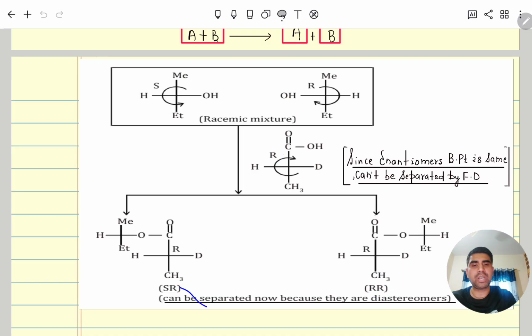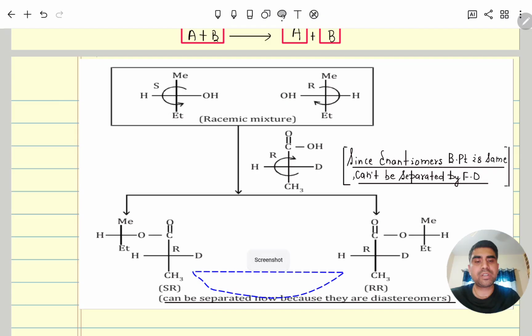Now both are diastereomers, and for diastereomers all physical properties are different. So now their boiling points are different, so we can separate them by fractional distillation, and after collecting them into different containers, if we do hydrolysis again, then we will get this compound in a separate container.